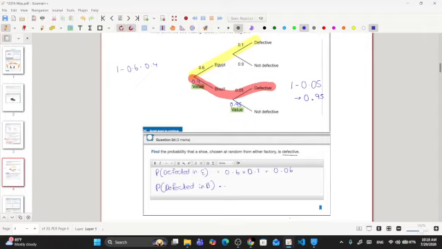Then the probability of it being defective in Brazil. So that is 0.05 multiplied by 0.4. And that gives me the value of, I think, 0.02. Once we've done this, we're supposed to add both of these individual probabilities. So 0.06 plus 0.02 gives us 0.08.